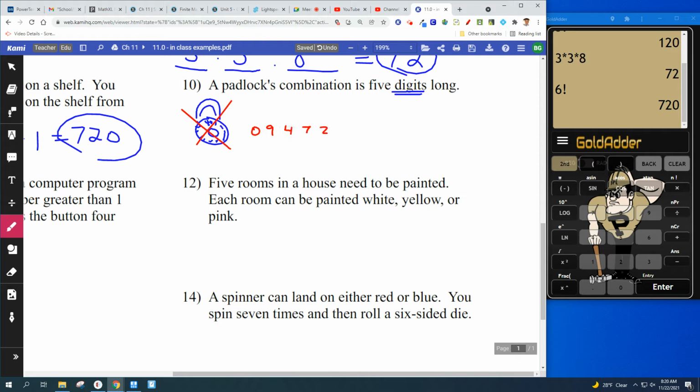Okay, they're talking about digits. So a bike lock, yeah, that's a good idea. You spin the digits around, and digits means there's 10 choices. I don't know that I think of this as a padlock, but anyway, they say there are 5 digits long, so that means there's 5 blanks. How many choices in each blank?